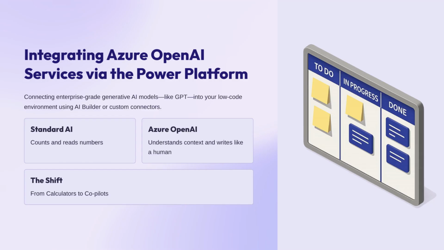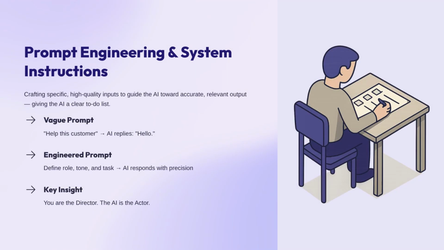So, now that we've mastered the idea that Azure OpenAI is the human-like brain for our apps, you might be wondering how we actually give it a job description so it knows what to do. Well, that brings us right into our next step, which is prompt engineering and system instructions. This brings us to prompt engineering.